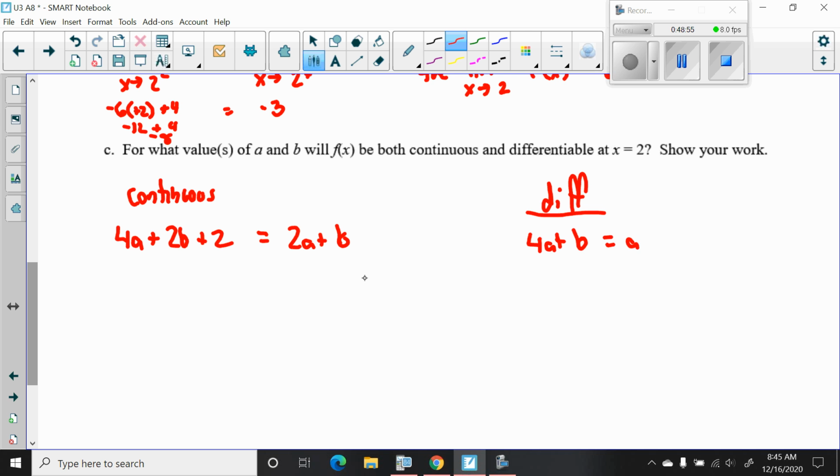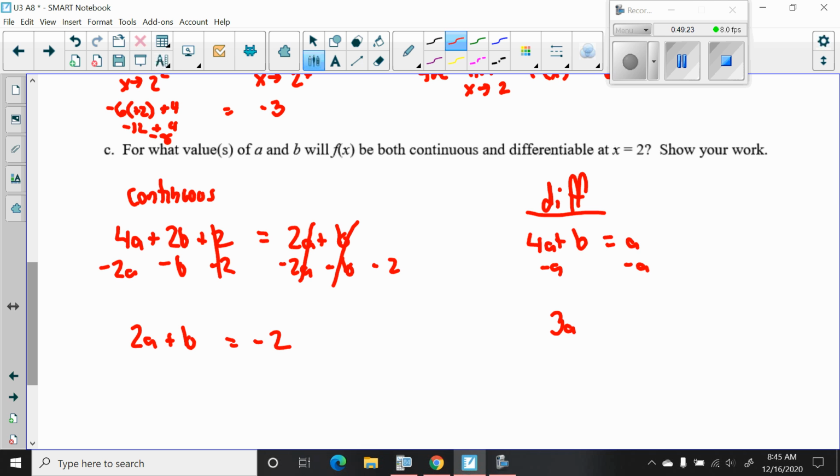Okay, so let's just put these both in standard form and do an elimination method. We have a system of two equations, so we want to know where they're going to be equal to each other. So I'm subtracting 2a from both sides, I'm subtracting b, and then I'm going to subtract the 2. So we'll have 2a plus b is equal to -2. And here I'm just subtracting a. 3a plus b is equal to 0.